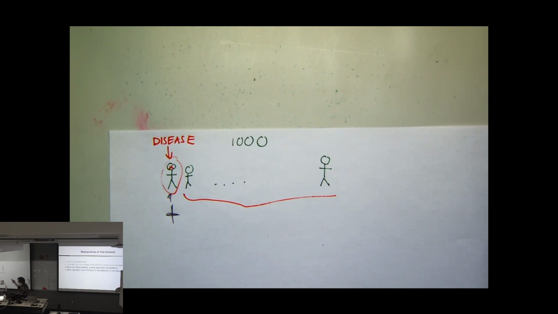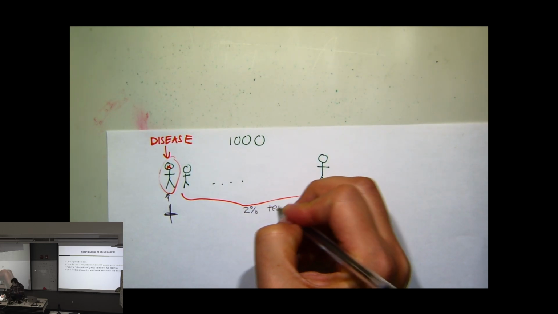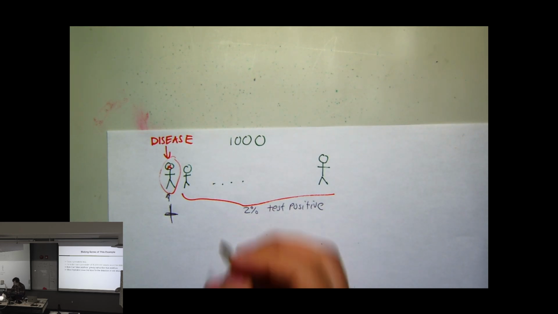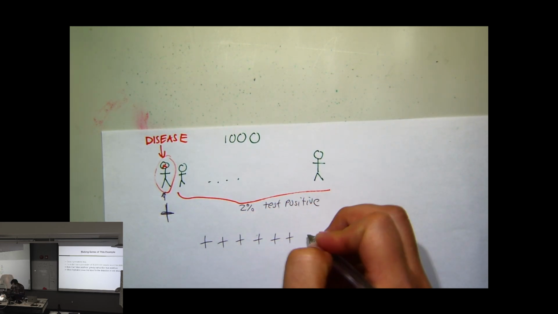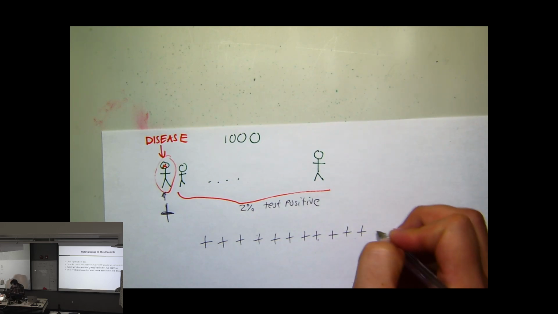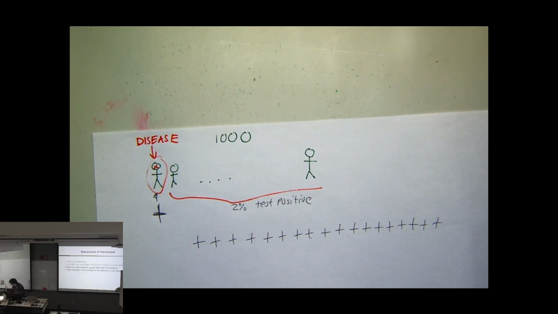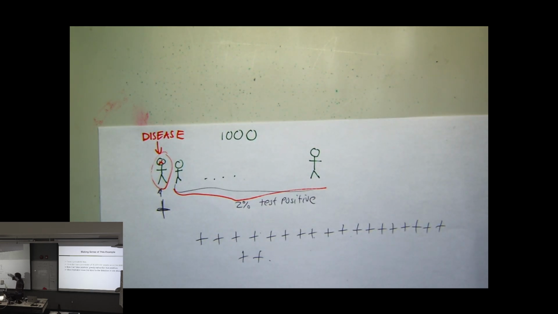Well, 2% of them are going to get it wrong, right? So 2%, even though none of these guys have the disease, 2% of them test positive. How many? 2% of 1,000 is 20 people. So 20 people here. 1, 2, 3, 4, 5, 6, 7, 8, 9, 10, 11, 12, 13, 14, 15, 16, 17, 18. Am I way off the edge? 19, 20. So this big group of people, even though none of them had the disease, look at how many positive cases we got over here.